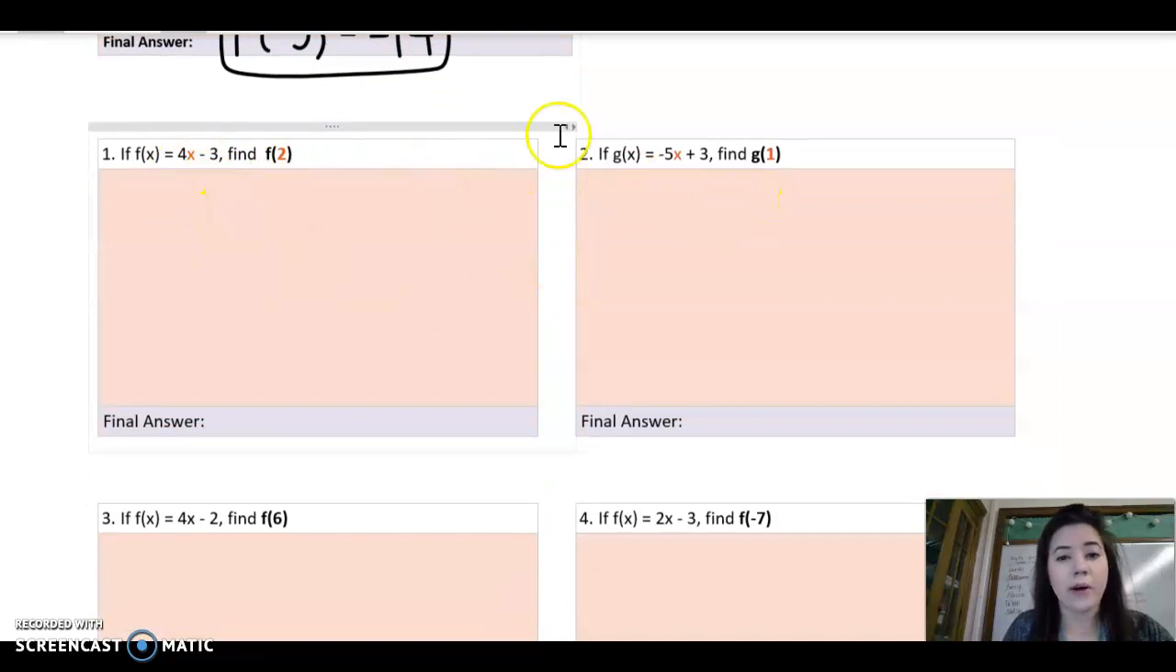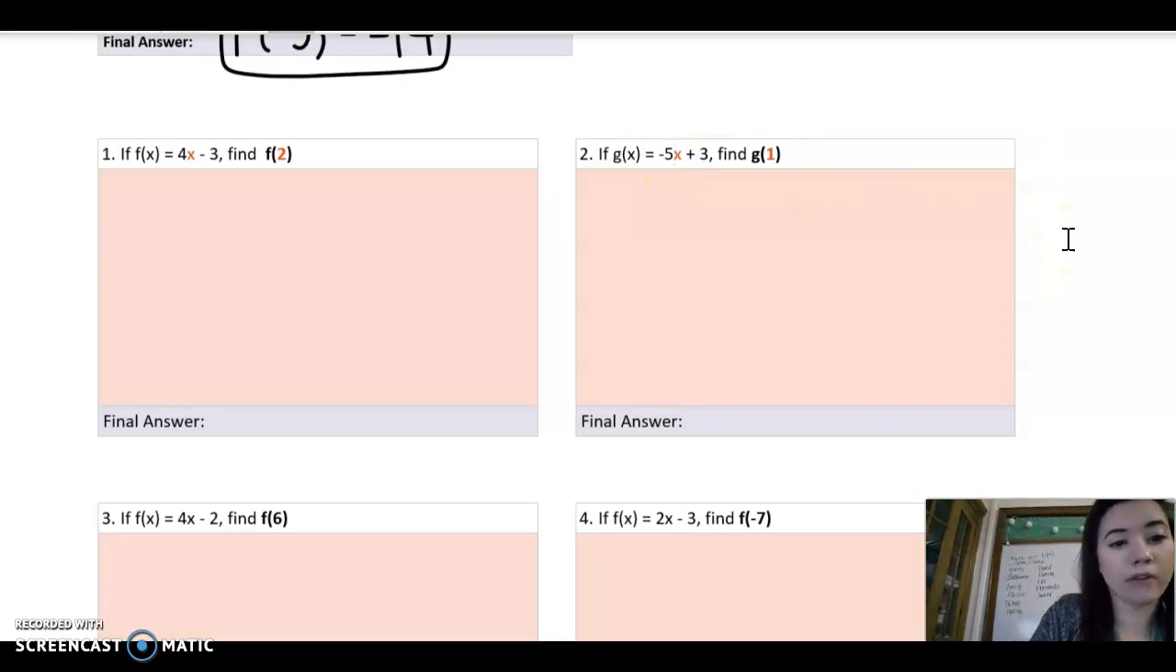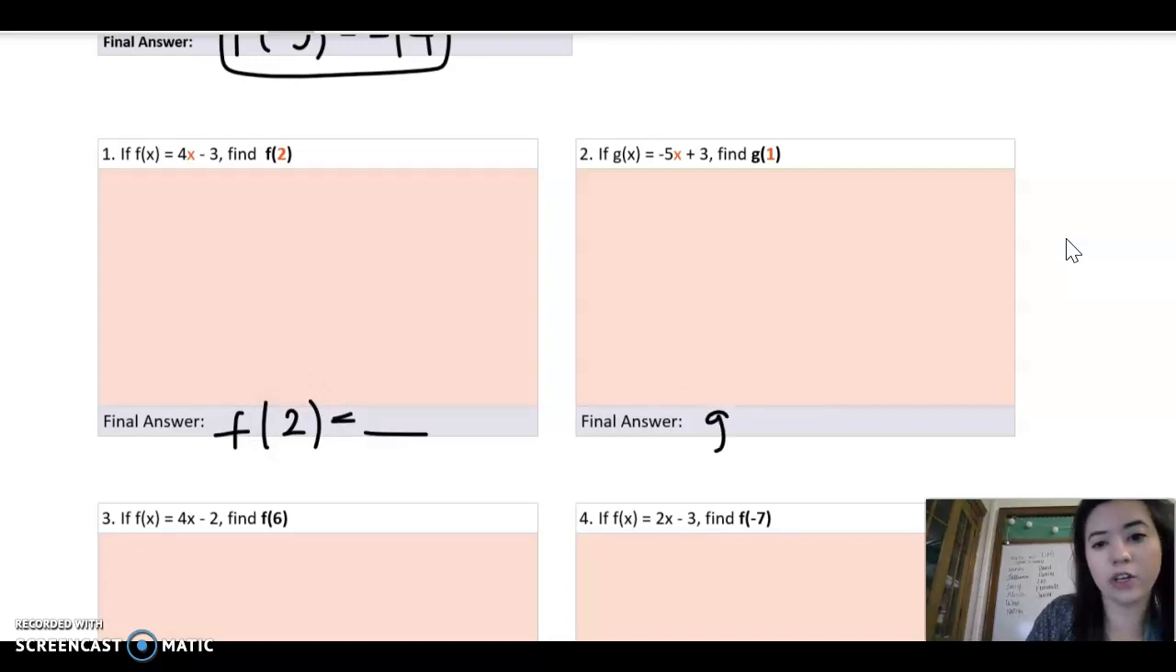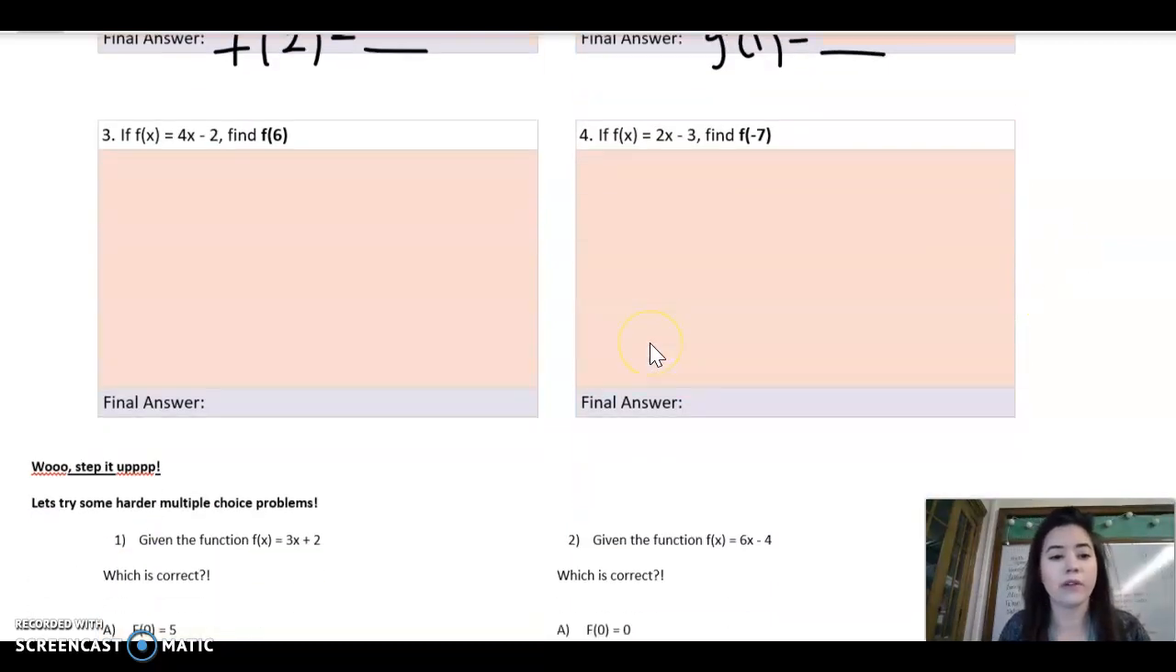When you do these two, I have the first ones kind of color coordinated, so you can see the red 2 will go in for the red x, and the 1 will go in for x here. I will give you a little hint. Remember, your final answer should be f of 2 equals something. This one should be g of 1 equals whatever you get for your answer.